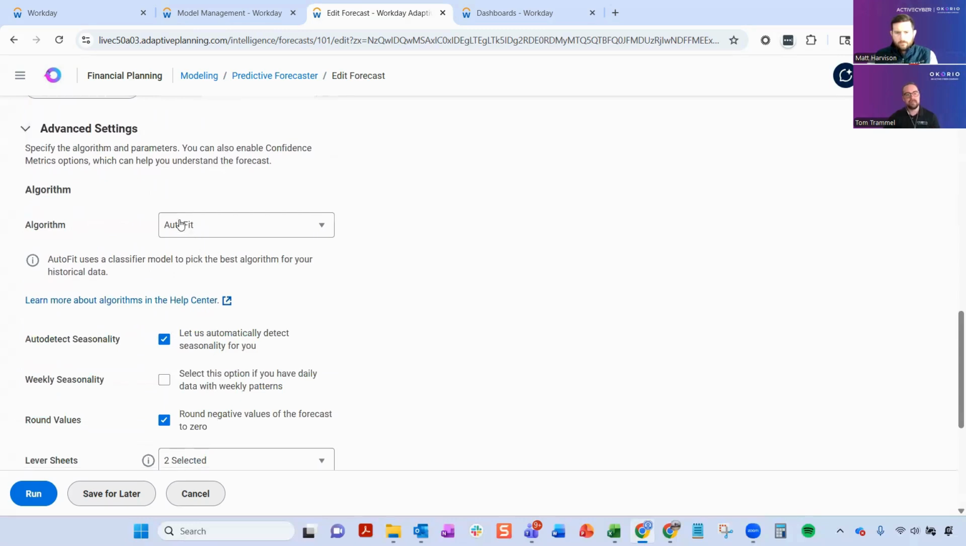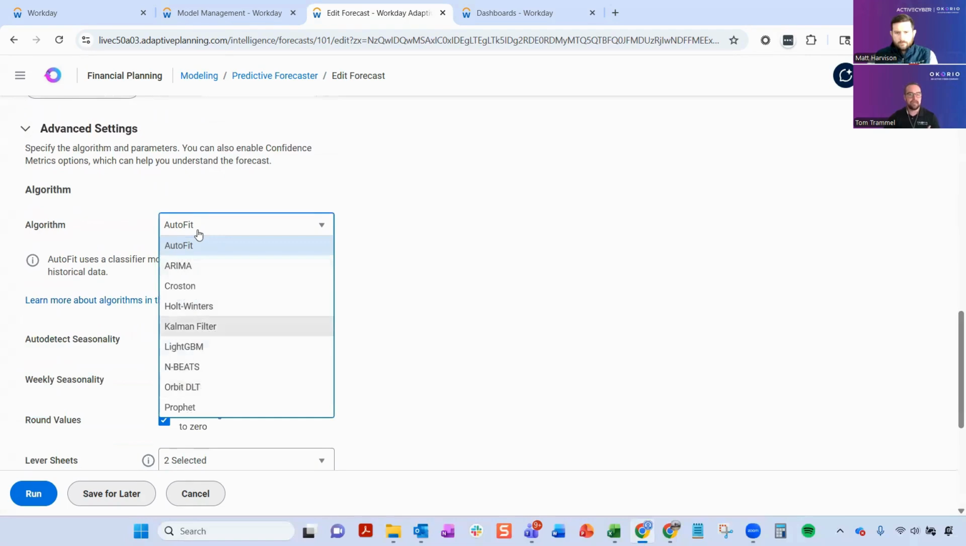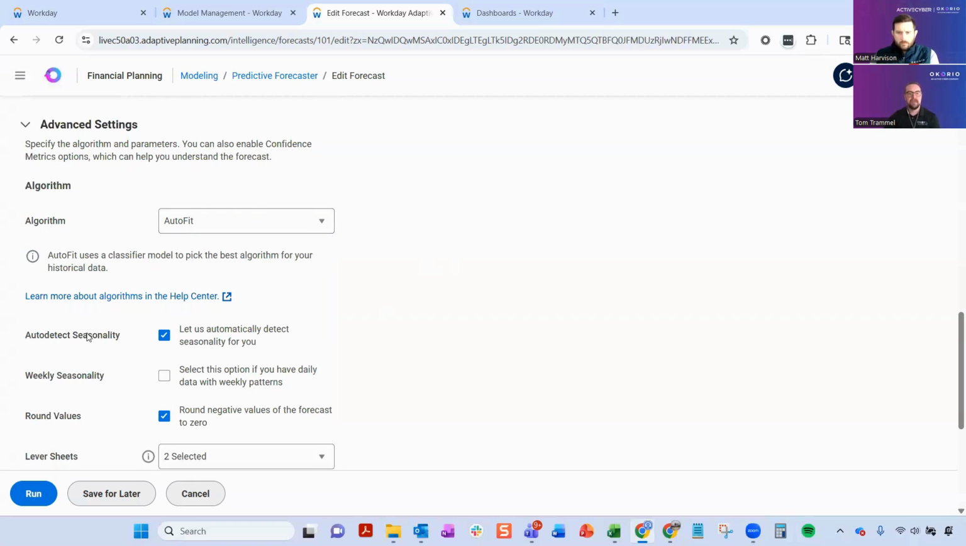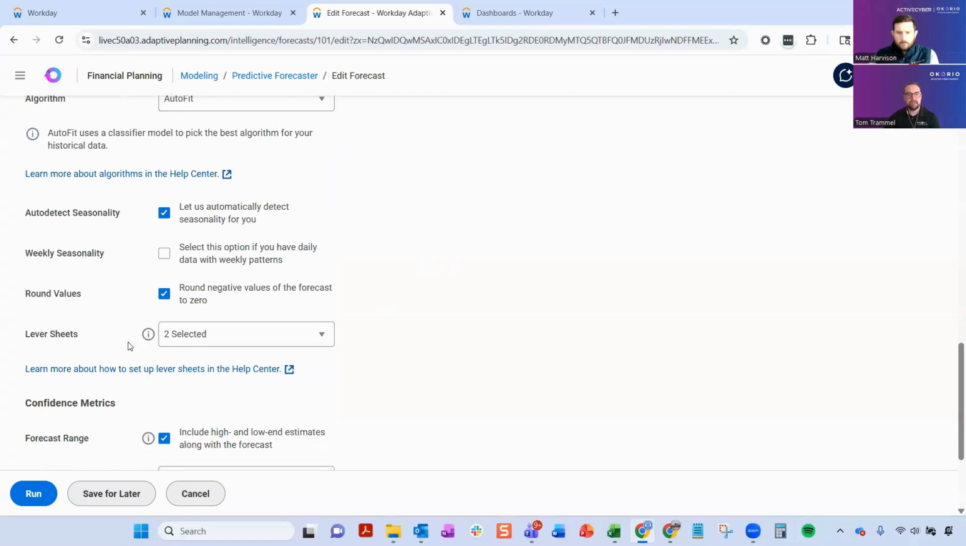Now, we touched on this a few weeks ago, talking about the individual algorithms and the variety that we can have here, as well as the auto fit, which is really nice for people like me who don't claim to understand algorithms. It'll look at the data and pick what it feels is the best one for us. But in particular, coming down into this section here, we see this section for lever sheets.